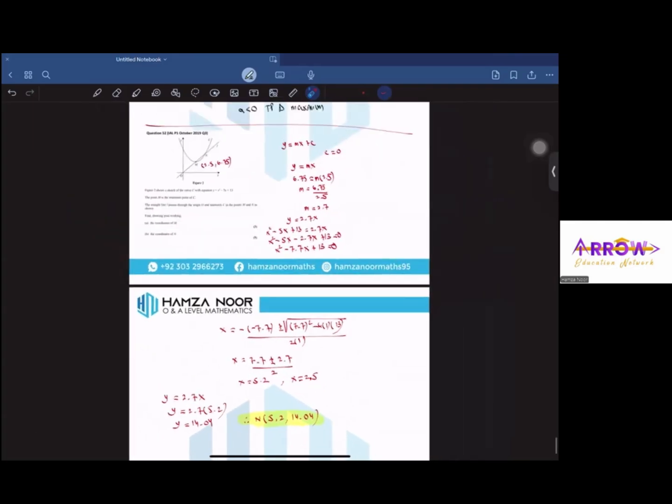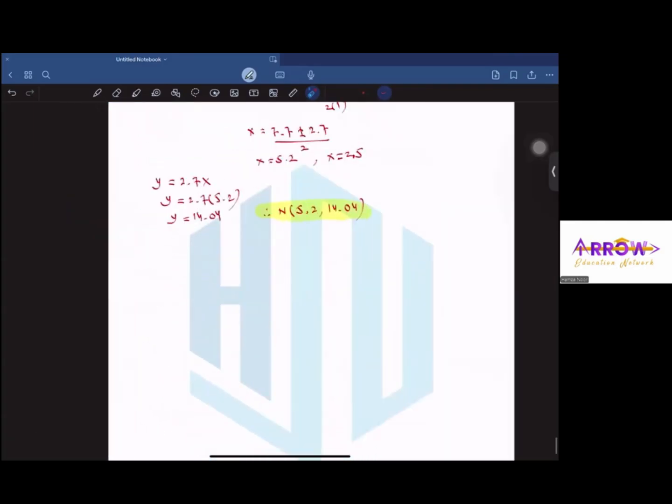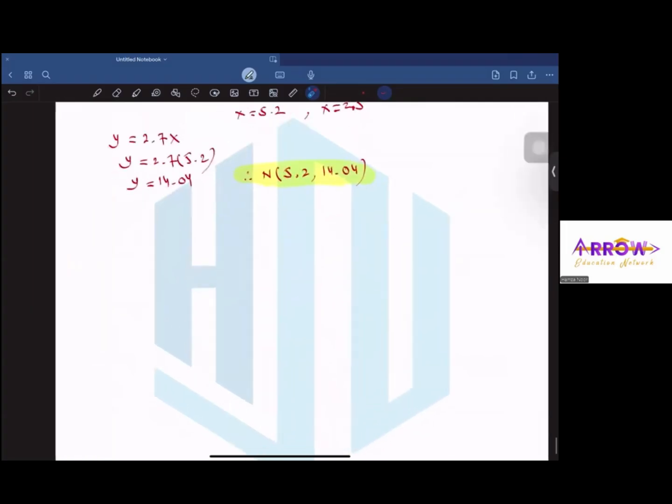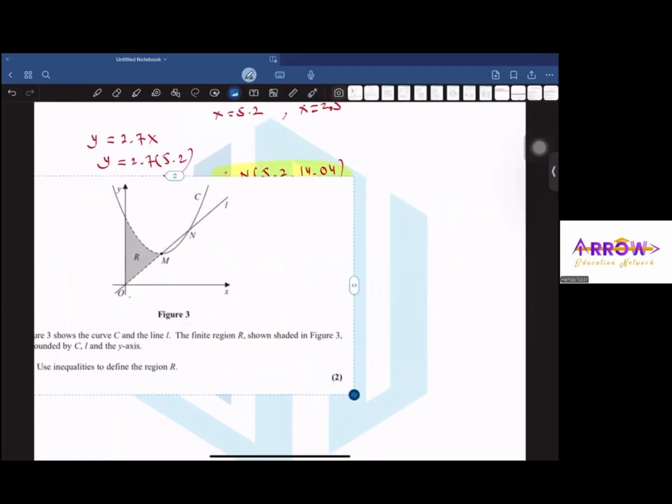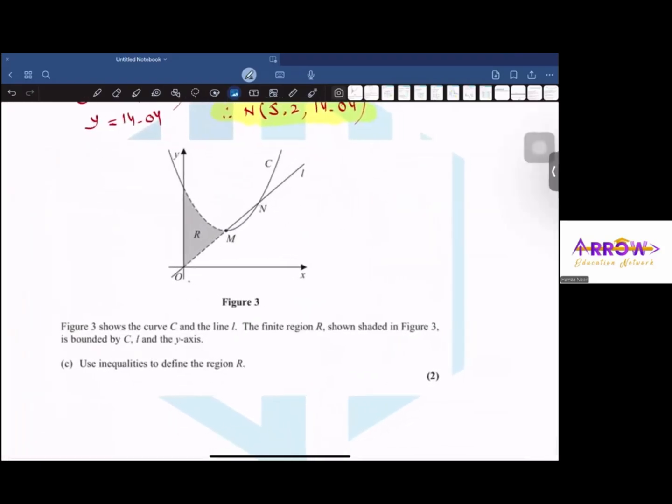All right, so now let's move on to part C. Part C is basically based on inequalities, regions. Okay, so it says that figure 3 shows the curve C and the line L. The finite region R shown shaded in figure 3 is bounded by the curve, the line L, and the y-axis. So the requirement of part C is to use inequalities to define the region R.